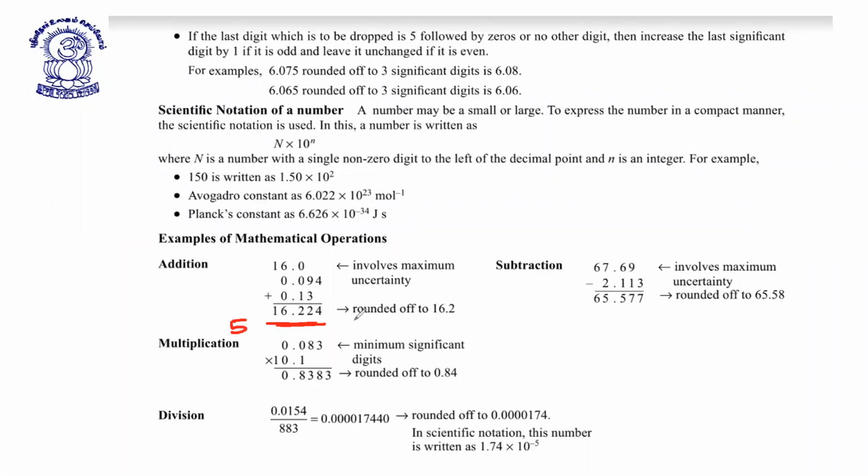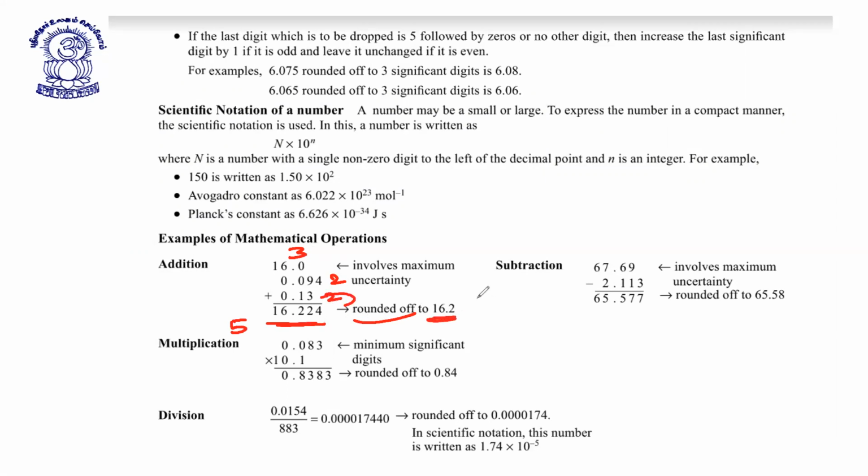But based on the rules of significant figures, the rounding off should be done in a certain manner: of all the numbers which you have added, the one with the least number of significant figures decides the answer. So 16.0 has 3 significant figures. 0.094 has 2. And 0.13 also has 2. So the number of significant figures should not be more than 2. That's why we have rounded off to 16.2.